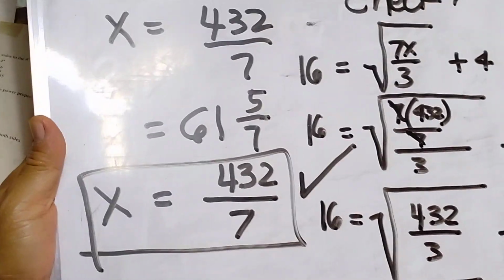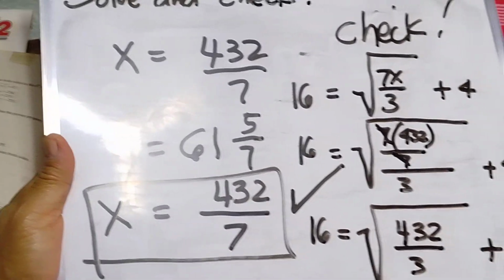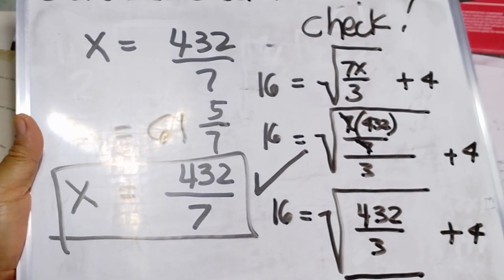So therefore the solution set for number 2 is 432 over 7. That's all.